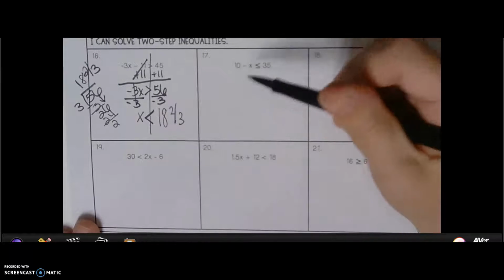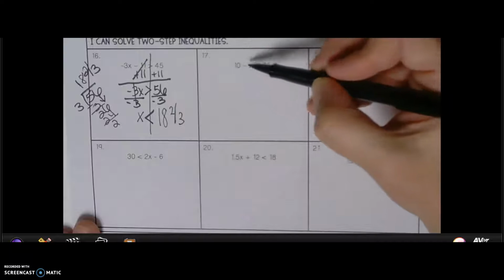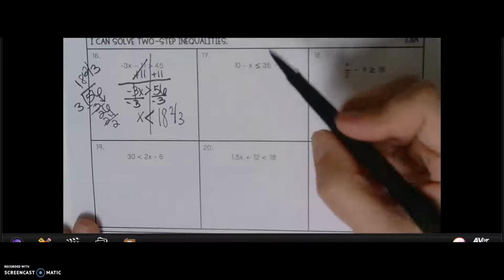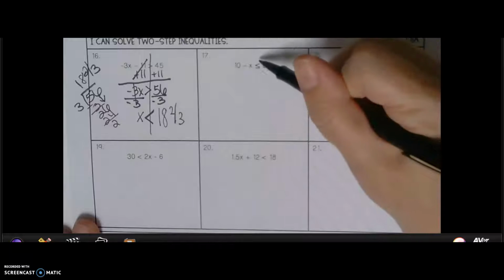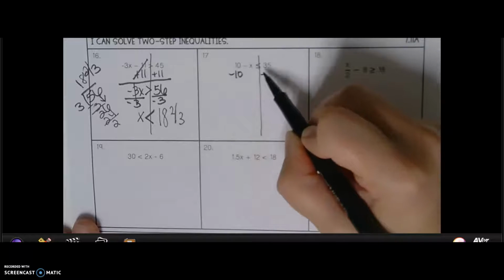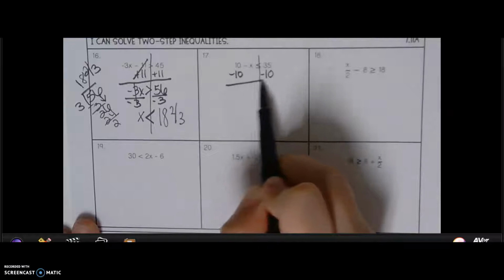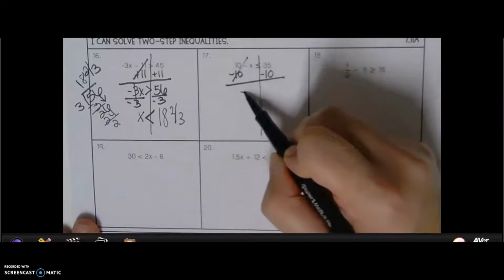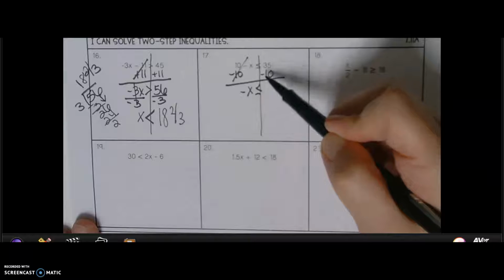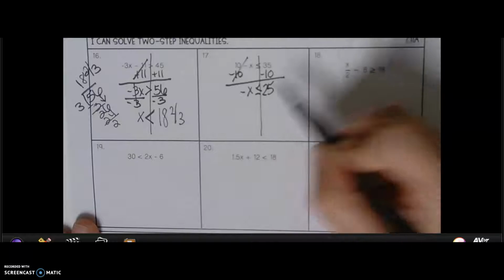Okay, let's look at number 17. 10 minus x is less than or equal to 35. Okay, so I have a positive 10, and that's still my constant. It doesn't matter if it's listed first. That'll give me negative x by itself is less than or equal to 35 minus 10, which is 25.